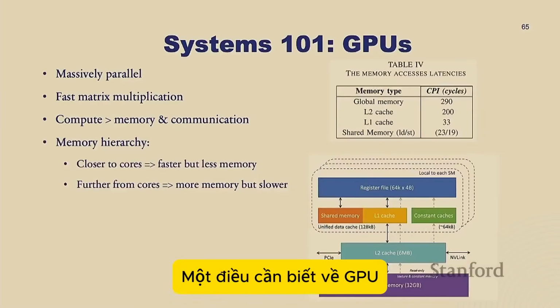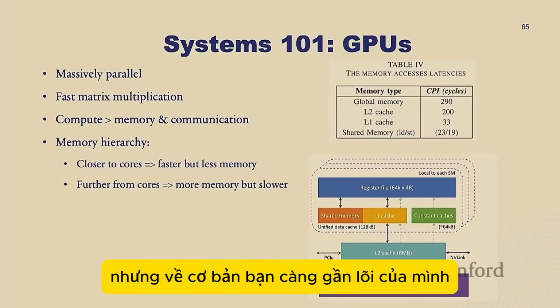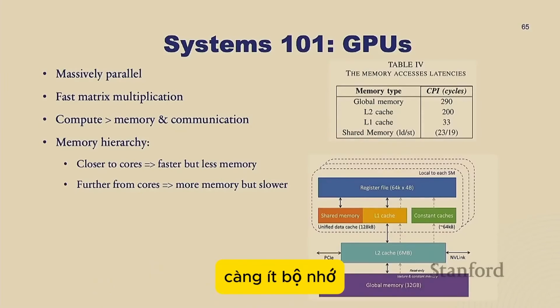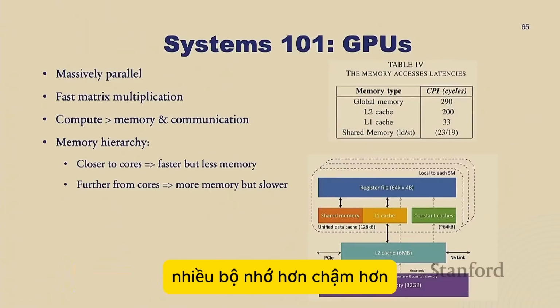Another thing to know about GPUs is that there's a memory hierarchy. This is the same thing with CPUs, but basically the closer you are to your cores, the less memory there is, but the faster things run. If you're further, there's more memory, but it's slower.